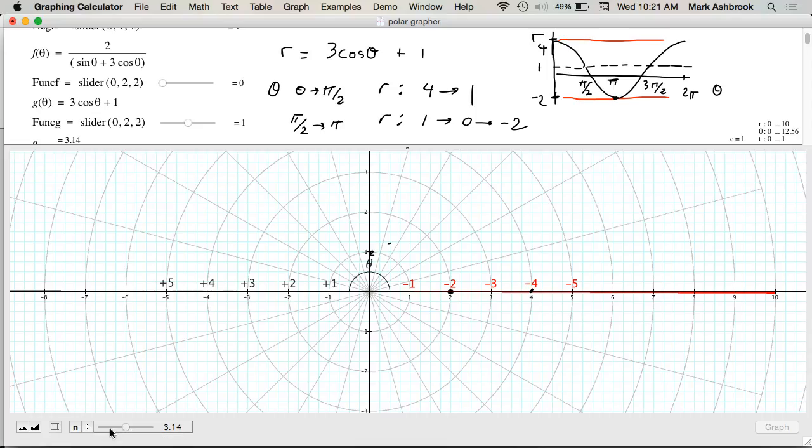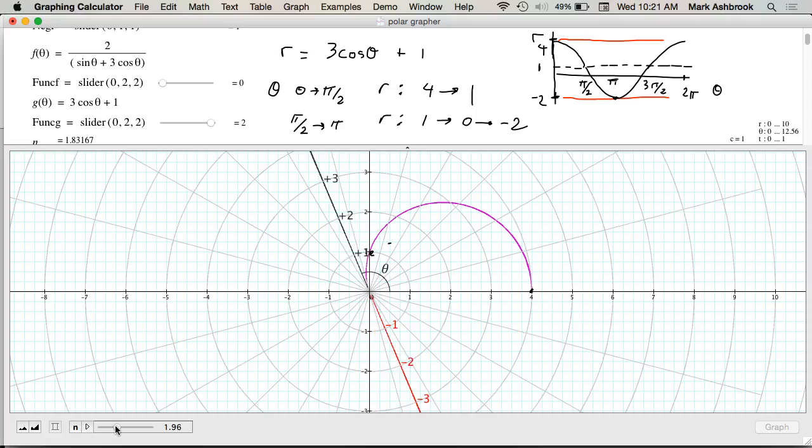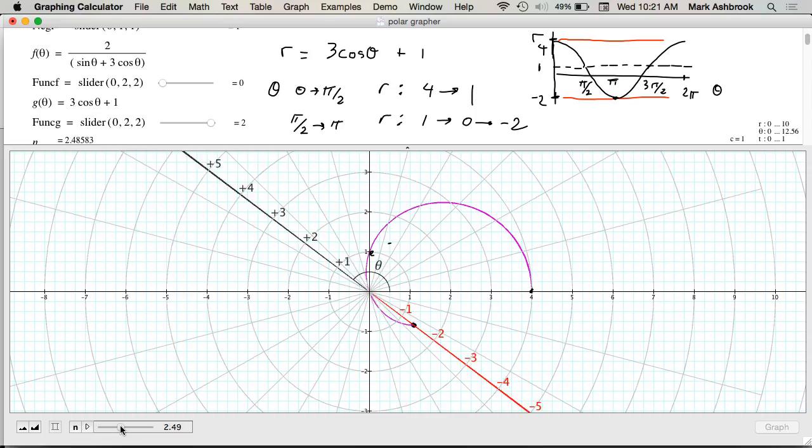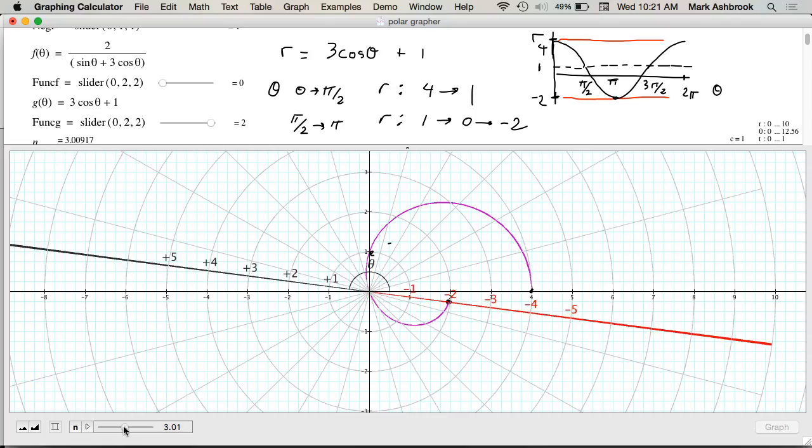So what does that look like? Let's turn it on. Here's what we've done so far. So as the angle increases from pi over 2 to pi, we go from 1 to 0, and then from 0 to negative 2.